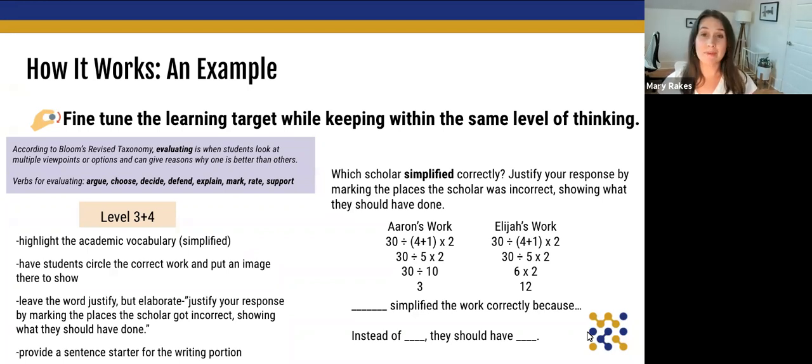And it's not giving them any of the answers. It is guiding them to solve all parts of the problem, which continues to keep them at the same level of rigor as their peers. They're still evaluating what happened here in this work. That's what we're grading. And so I can look at this student's work or my level 1s and 2s on their problem, and I will know if they understand the learning target, which is, can they look at these 2 pieces and decide which one used the order of operations correctly?